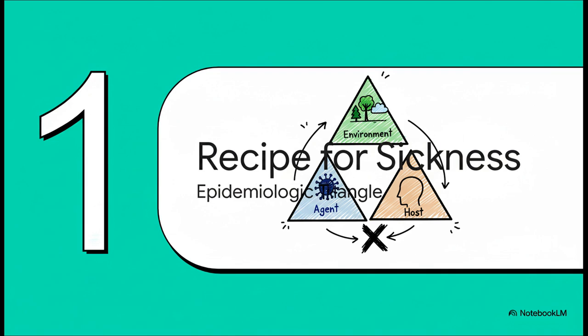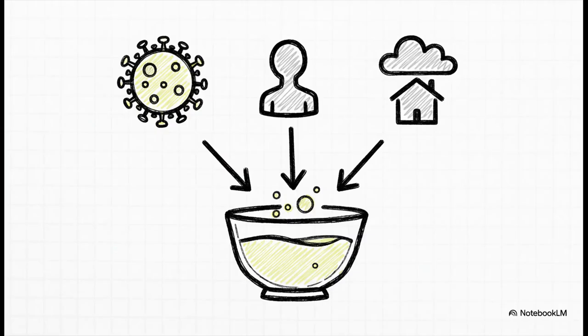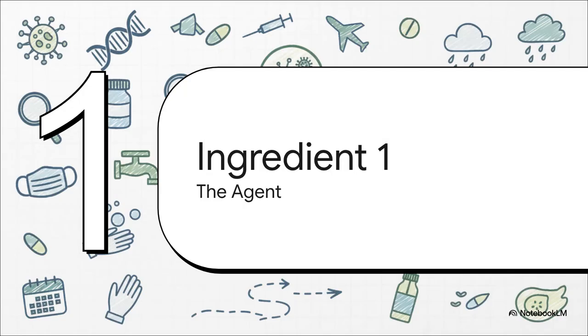To really understand this whole process, scientists use a super simple but really powerful tool. It's called the epidemiologic triangle, and you can just think of it as the recipe for getting sick. See, for any disease to actually kick off, you need these three specific ingredients to come together at just the right time. You need an agent, that's the thing that can cause the sickness. You need a host, that's us, the person who gets sick. And you need an environment, the whole setting where the agent and the host can meet. You need all three. Take just one of them out of the equation and the recipe fails. The disease can't happen. So let's break down this recipe, ingredient by ingredient.